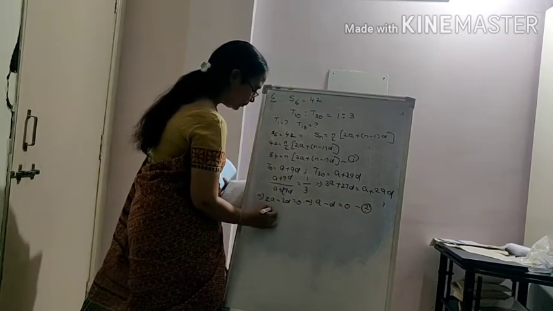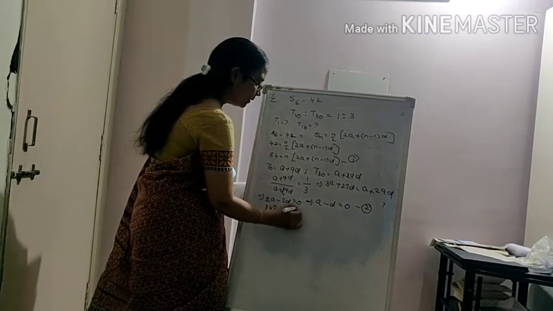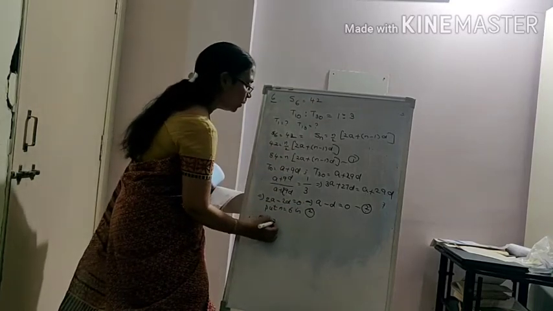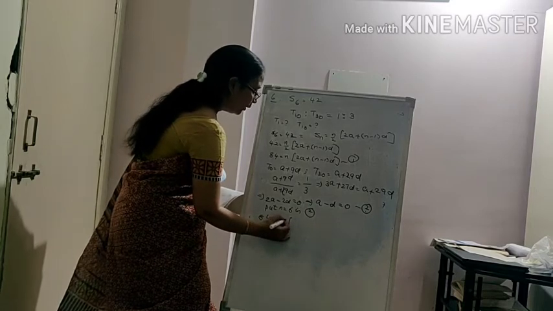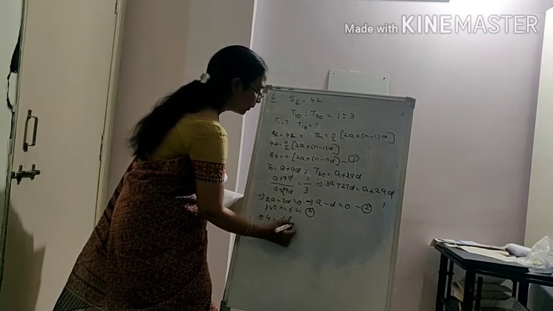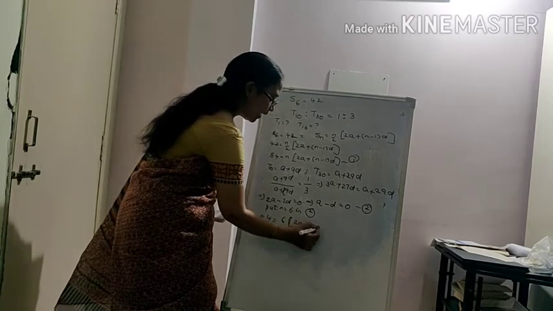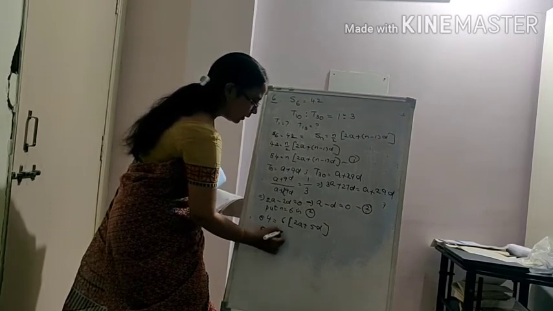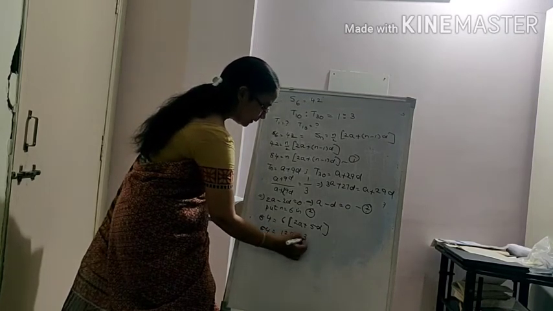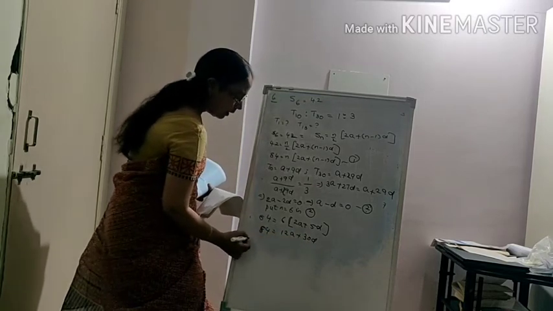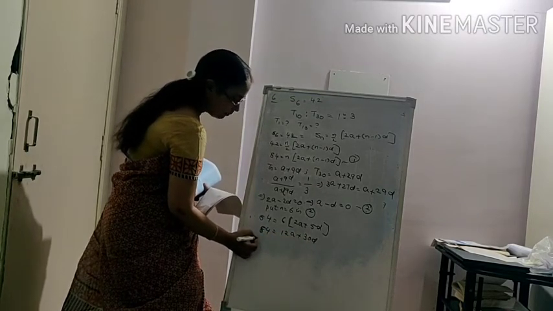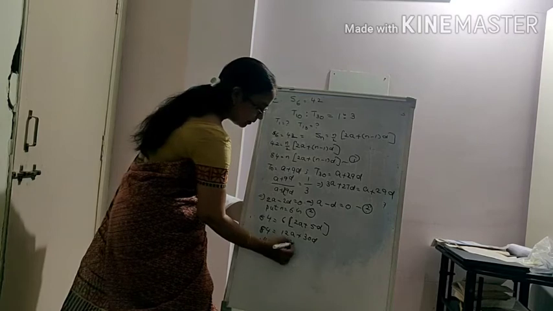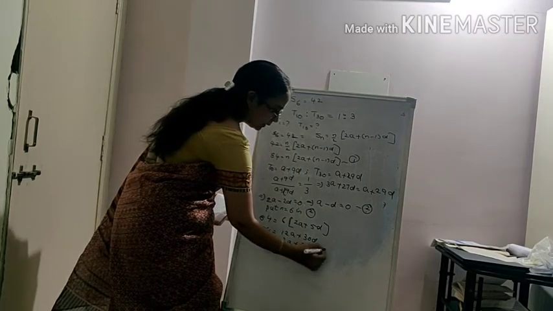Put n is equal to 6 in equation 1 as it is the sum of 6 terms. So 84 is equal to 6 into 2a plus 5d. So 84 is equal to 12a plus 30d. Divided by 6, 14 is 2a plus 5d. This is one more equation.